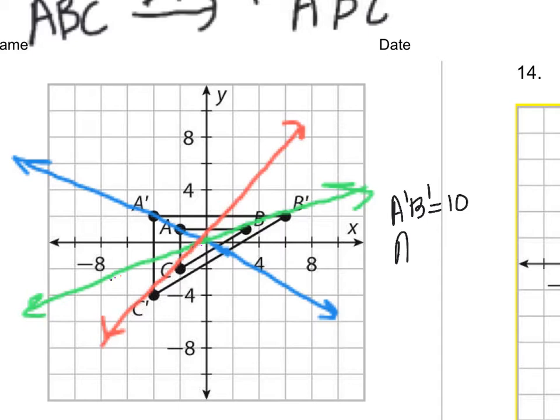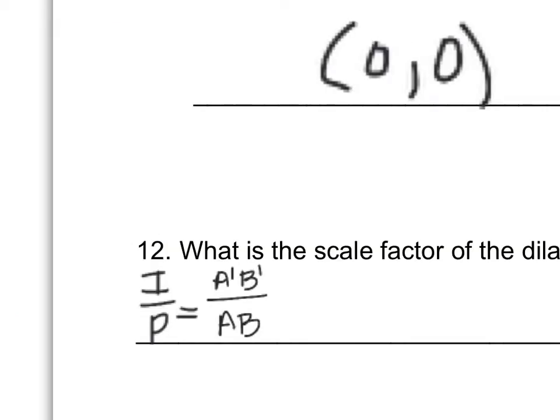The next one I need to do is AB. Remember that your graph is going by 2's. AB is 5. So I'm going to use those numbers for my fraction. So 10 over 5. Coming back to our problem, 10 over 5, which would mean that our scale factor is 2.